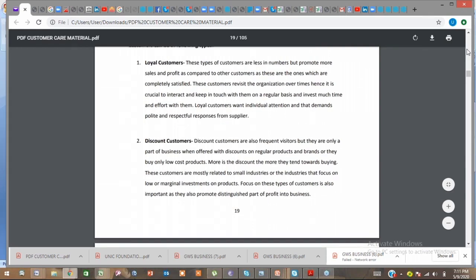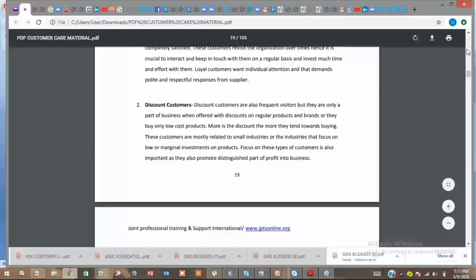We have discount customers. Discount customers are also frequent visitors, but they are only a part of the business which offers discounts on irregular products and brands. So they only come and buy cheap or discounted products. Whenever there's a discount, they are loyal.